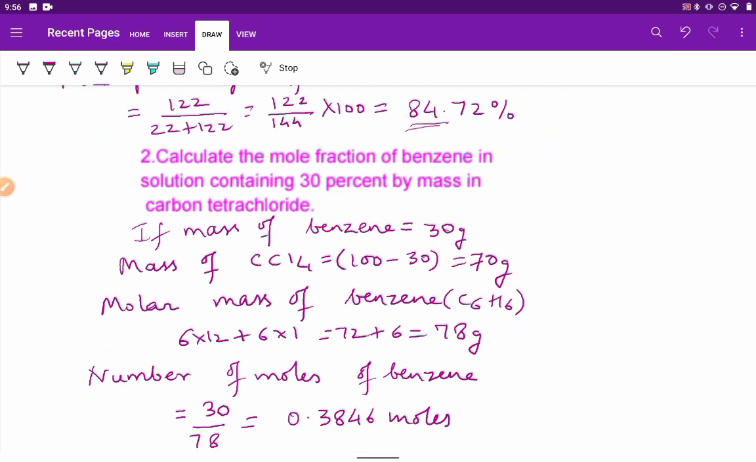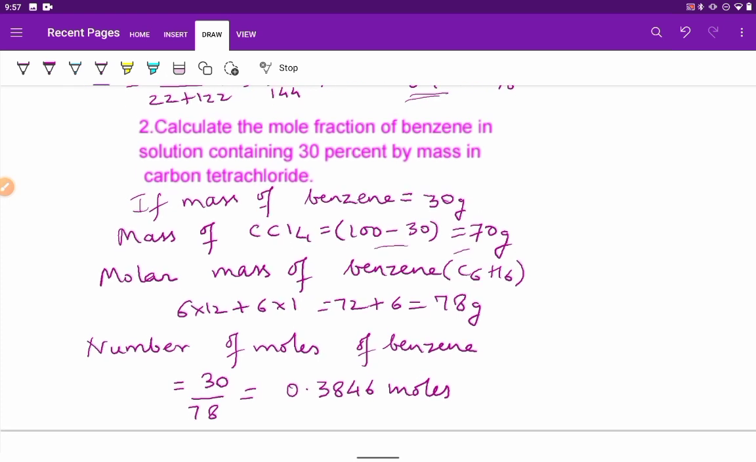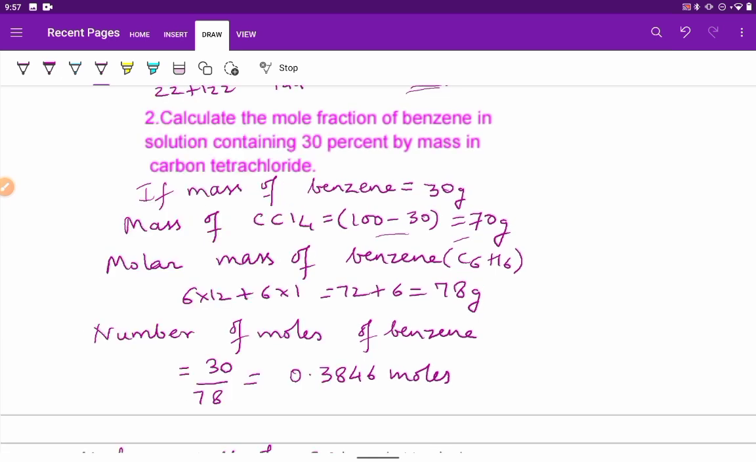Calculate the mole fraction of benzene in solution containing 30% by mass in carbon tetrachloride. So 30% by mass, if we take the total mass to be 100 grams, then mass of benzene will be 30 grams because it is 30% by mass. So mass of CCl4 will be 100 minus 30, that is 70 grams. Now if we want to calculate the mole fraction, first we need to know the number of moles of benzene and number of moles of carbon tetrachloride.